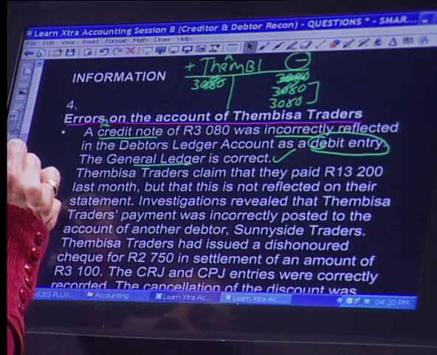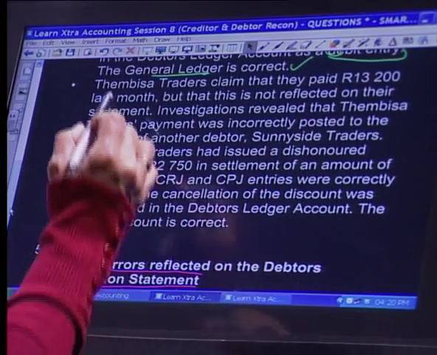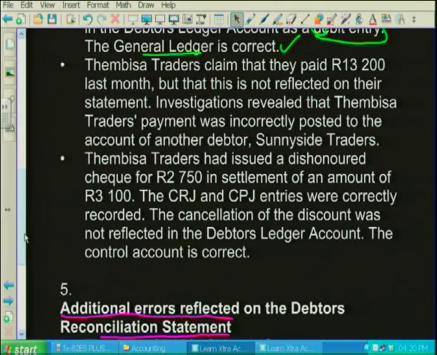I think the next error still deals with Tembisa Traders. So let's move on. Tembisa Traders claim that they paid 13,200 Rand last month, but that this is not reflected on their statement. Right, guys, so they claim that they've made a payment of 13,200, but it's not shown on their statement. Investigations revealed that Tembisa Traders' payment was incorrectly posted to the account of another debtor, Sunnyside Traders. Oh my God, poor Tembisa Traders. They are the ones that paid 13,200, but instead of crediting Tembisa Traders, we credited Sunnyside Traders. Okay, so do you guys understand the error itself?